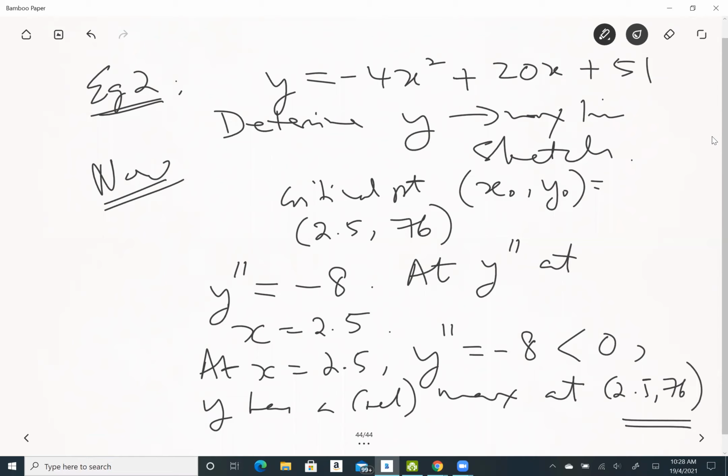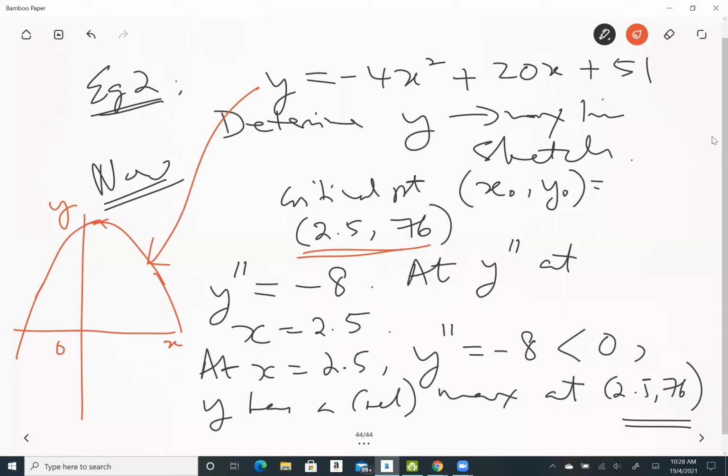Okay, so you get a maximum. Now, to sketch the graph, we do the same thing. We know the critical point already, so you can imagine where its location is. It will be somewhere up there. You need only the x and y: 2.5, 76 will be somewhere up there, and that is a maximum. The graph will look something like this. So that is the function y equal to negative 4x squared plus 20x. Okay. All right. I'll give you another one.